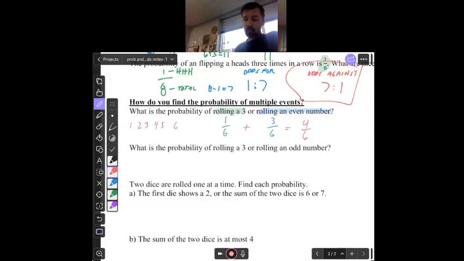Okay? So I'm saying you win this game if you roll a 3 or if you roll an even. So there are 4 ways to win out of 6. So does it work? Can we just add the probabilities? Yeah, sweet. Easy peasy. So what's the probability of rolling a 3 or rolling an odd?